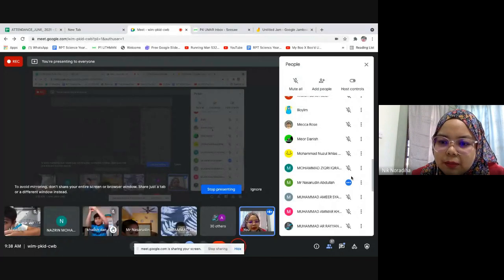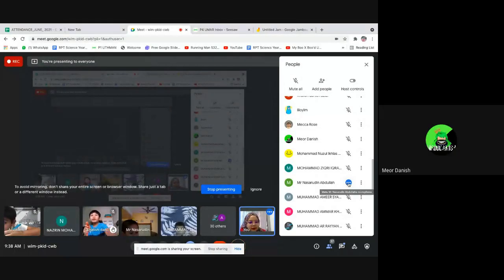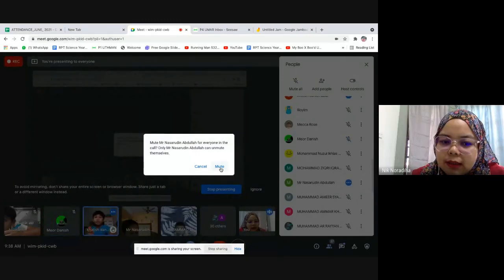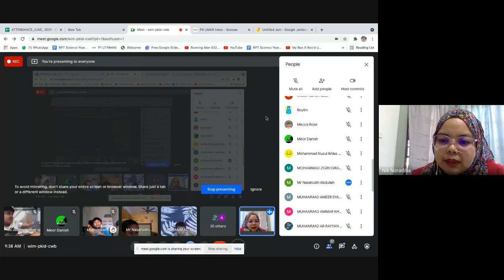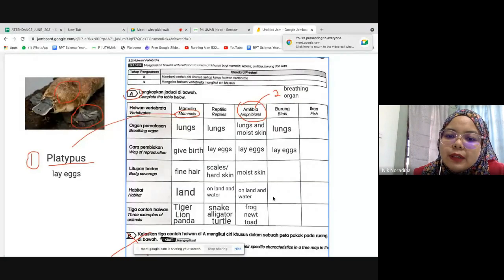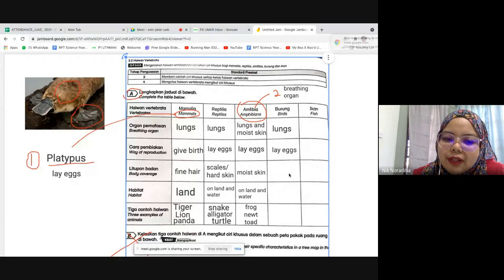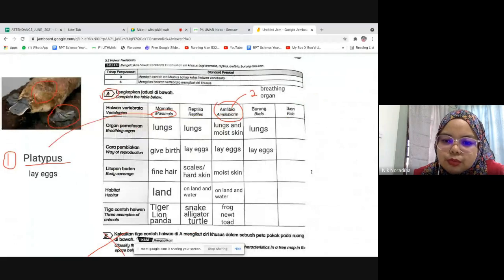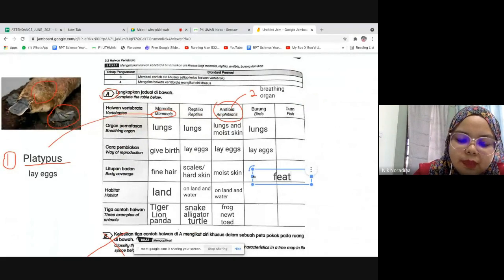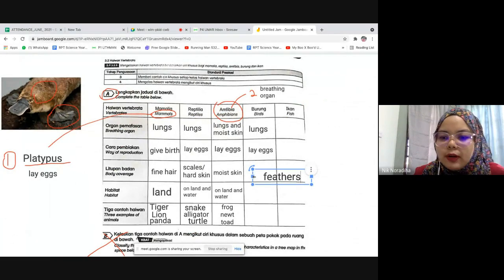Danish, can Danish turn on the microphone? Okay, do not turn off the microphone. Your friend whose name teacher called only can turn on the microphone. Okay, thank you, Wafi, for the answer just now. Well done, Danish. What do birds cover their body with? Feather. Well done, Danish. Thank you. Okay. So for group birds, their body is covered with feathers.